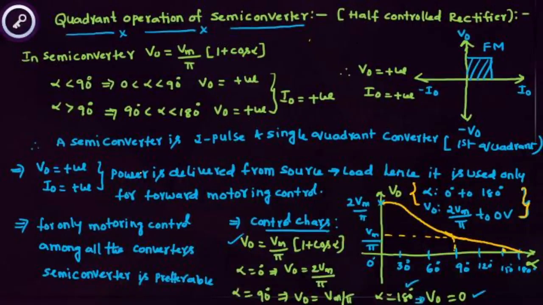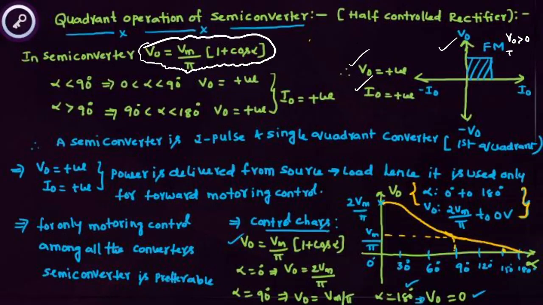And one more concept with respect to the semi converter: the quadrant operation of the semi converter. We know that in the semi converter, the average output voltage is equal to Vm by pi into 1 plus cos alpha. You substitute any firing angle between 0 to 180 degrees. What is the range of firing angle? 0 to 180 degrees. For any firing angle between 0 and 180 degrees, V naught is always positive and I naught is always positive. That's why the semi converter is a single quadrant converter. In the semi converter, always V naught greater than 0 and I naught greater than 0. Important: voltage never becomes negative, and current also never becomes negative.